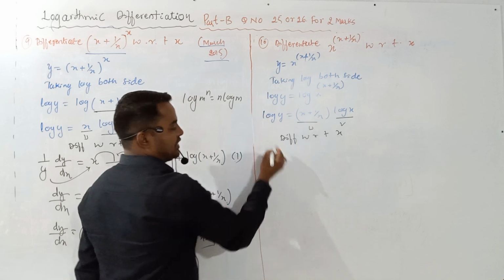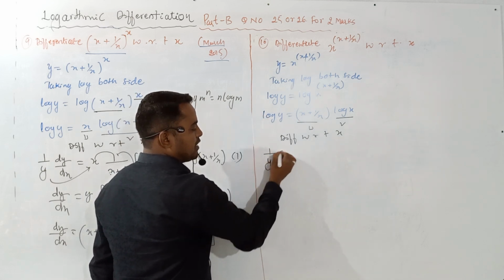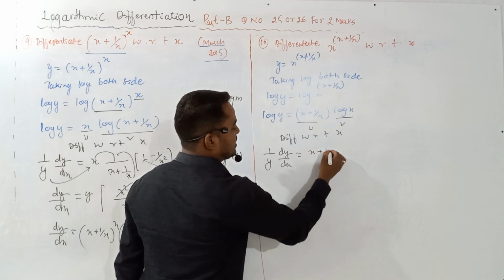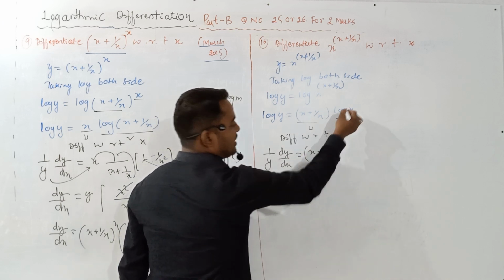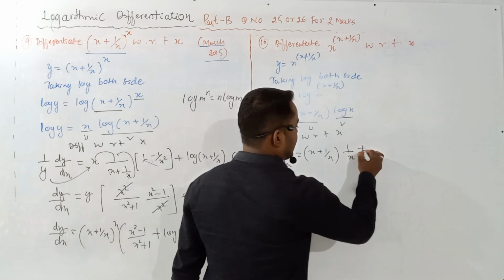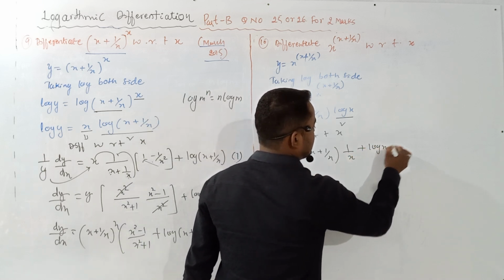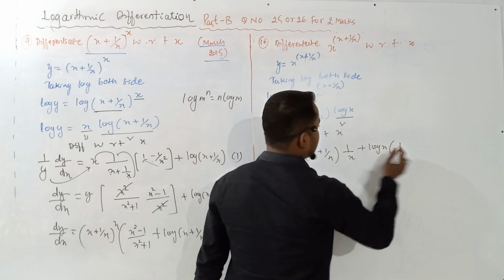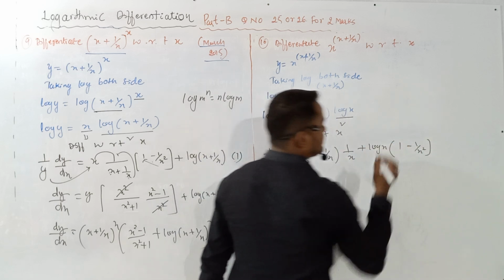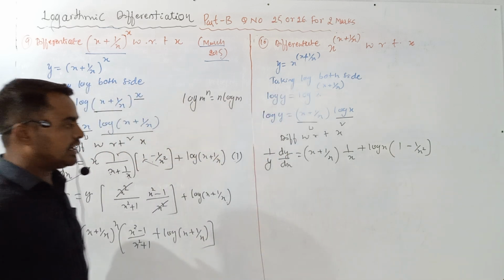On the left side, the derivative of log y is 1 by y times dy by dx. On the right side, the derivative of x plus 1 by x stays as it is, times the derivative of log x, which is 1 by x, plus log x as it is, times the derivative of x plus 1 by x, which is 1 minus 1 by x square.